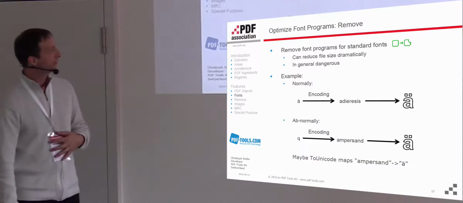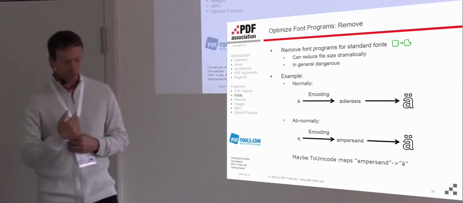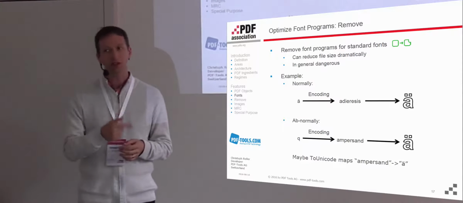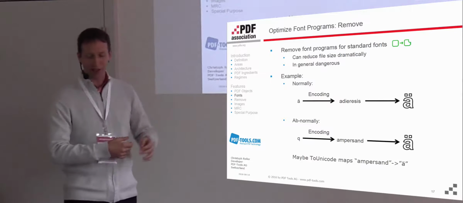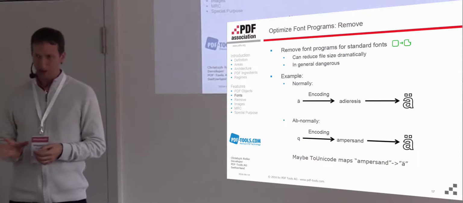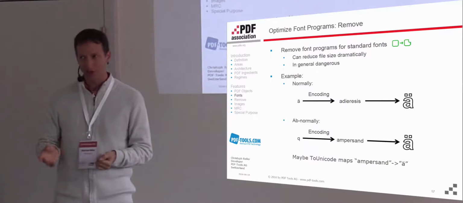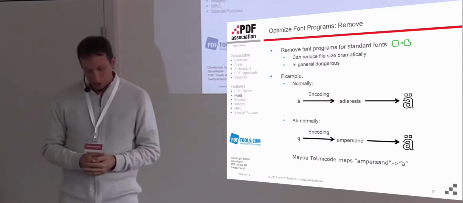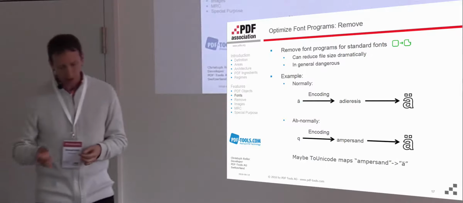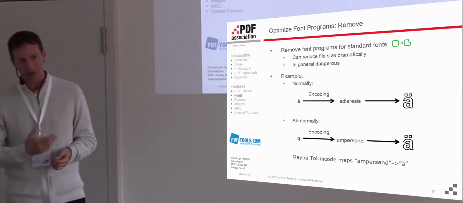So normally, the A umlaut, via an encoding, so this is a simple font, maps to the glyph name Adieresis, which in turn maps to that glyph outline. Now, abnormally, and believe me, there are PDFs out there that use such strange mappings, this is not something that I invented myself, you maybe have a show string Q, which maps via the encoding to the glyph name ampersand, and then in the end you get the outline of an A umlaut.